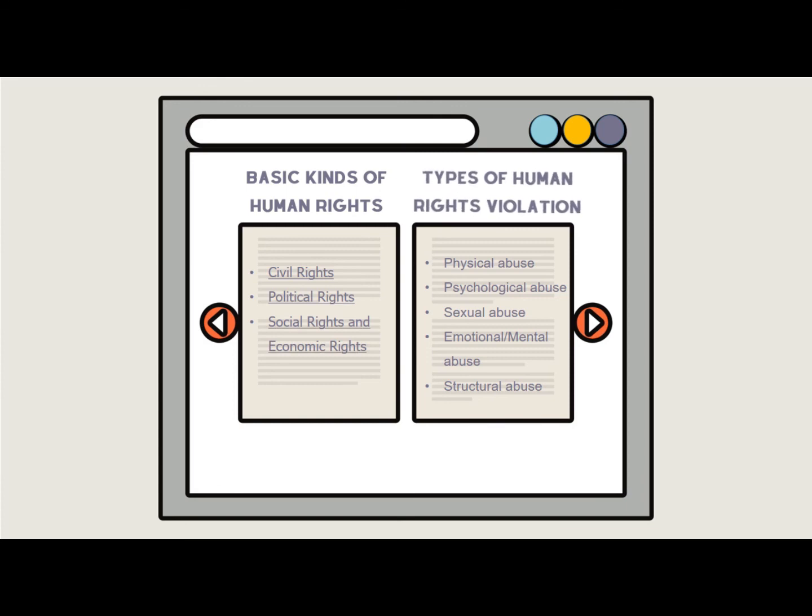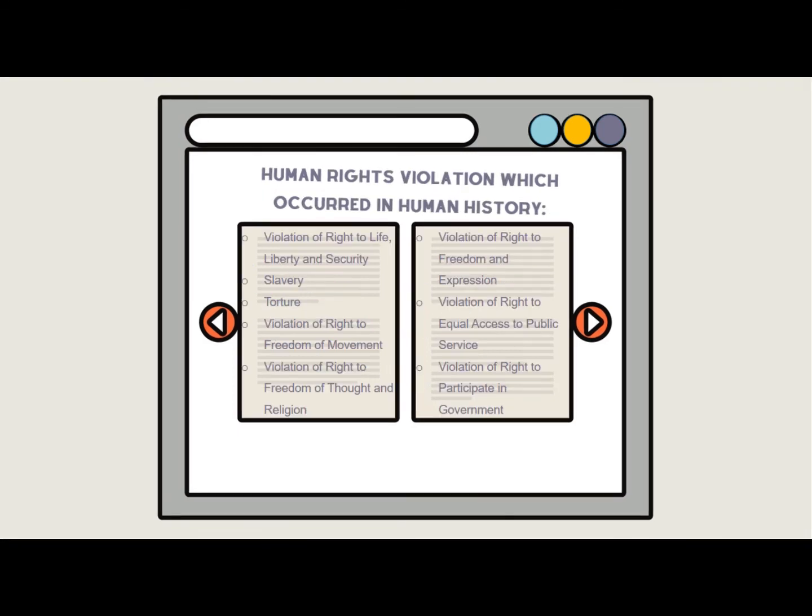Next up is the types of human rights violations. These include physical abuse, psychological abuse, sexual abuse, mental and emotional abuse, and structural abuse. And also the examples of human rights violations which occurred in human history, ranging from slavery, torture, violations of rights to freedom of movement, and so on and so forth.